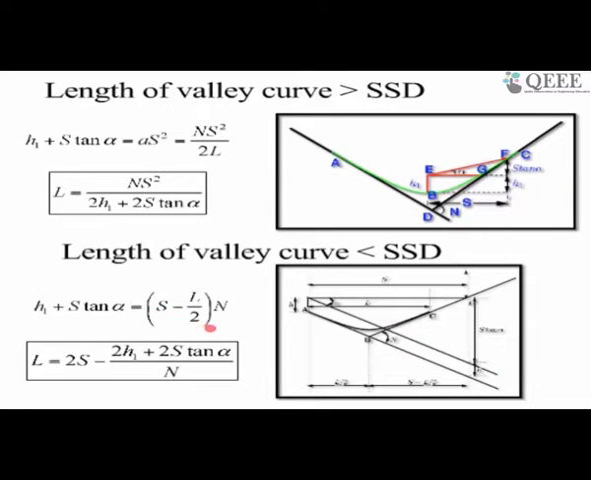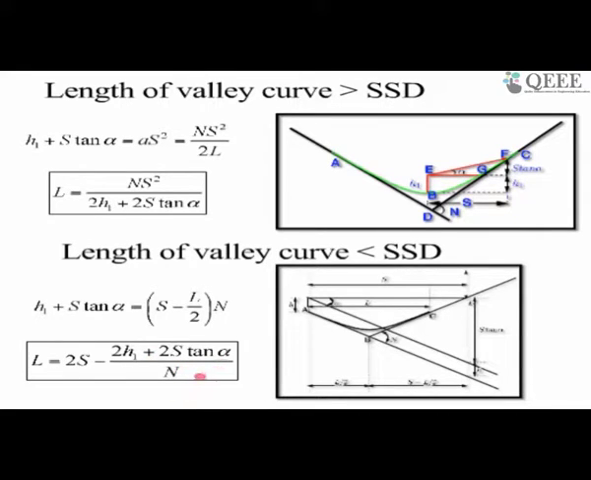So there are two components, S minus L by 2. S is the total sight distance, and L by 2 is the portion of the tangent, which is going to be here, or if you recall the summit curve, it's L by 2. So this is the portion which is going to remain in the tangent, and times n, that will give me the distance in the horizontal direction. So together, if we try to solve this one, we'll get the length as L equal to 2s minus 2 times h1 plus s tan alpha by n.